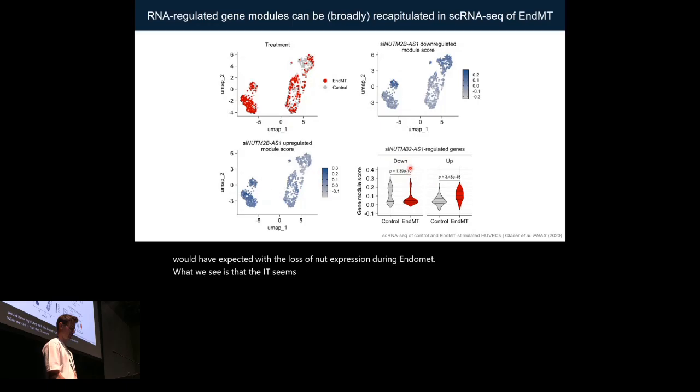So genes that we would expect to be down-regulated following the down-regulation of NUT behave in exactly the way they should do in the single-cell RNA dataset. And correspondingly, genes that we would expect to be up-regulated show the same behavior. And so this implies that this RNA, NUTN2B antisense 1, seems to have potential to actually be a gene regulatory lncRNA, although mechanistically how it exactly does that requires further evaluation.